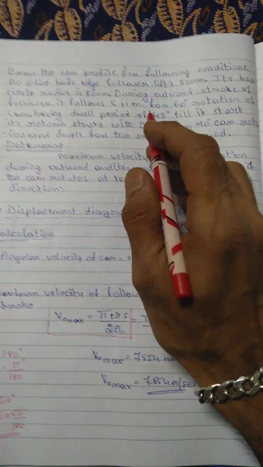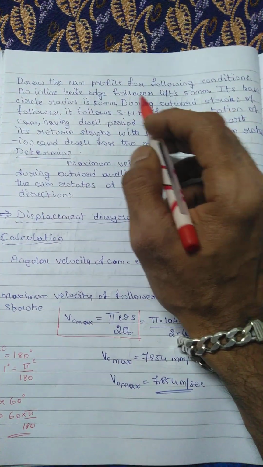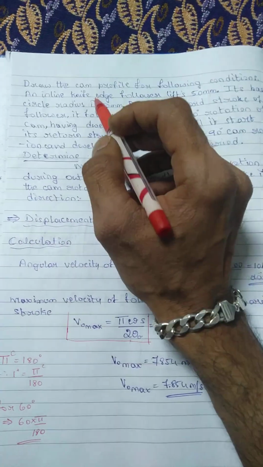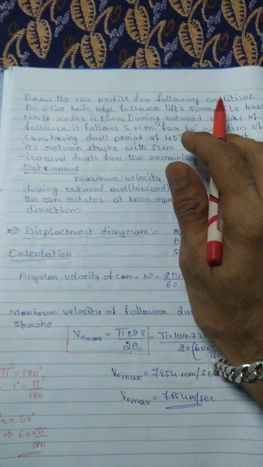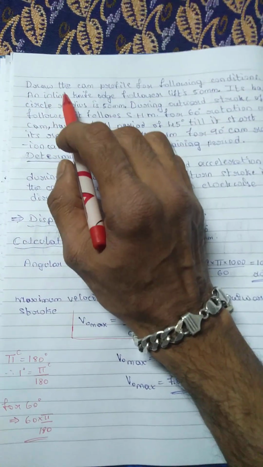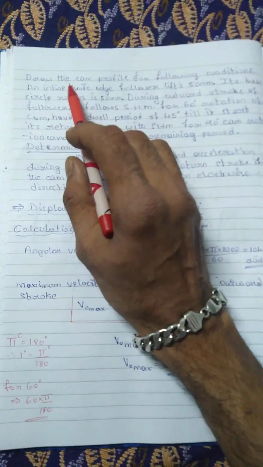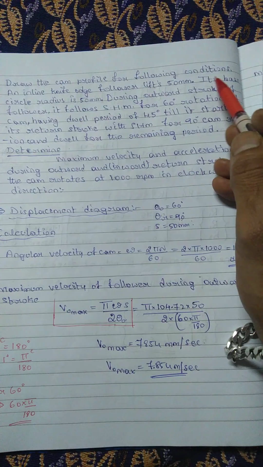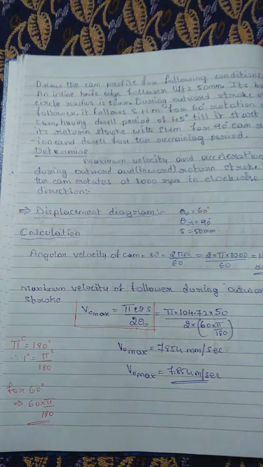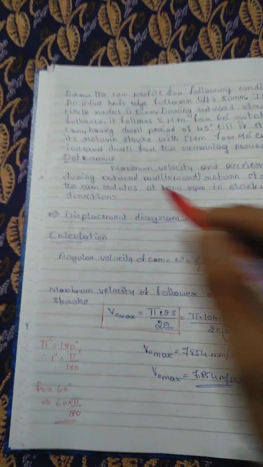Hello friends, I'm solving a problem on CAM. This is kinematics of machines subject. So the definition of the problem is: draw the CAM profile for the following conditions. The conditions will be given along with the problem.